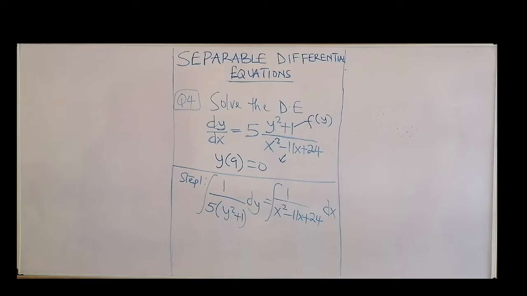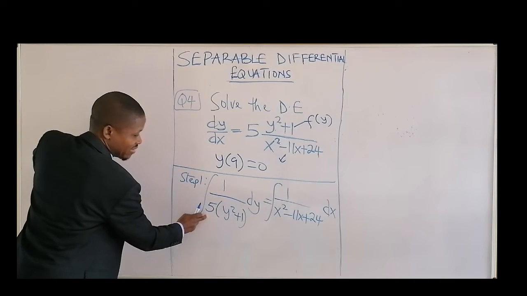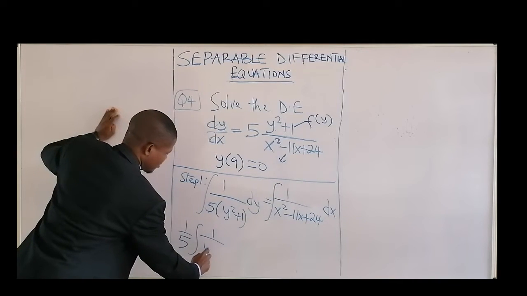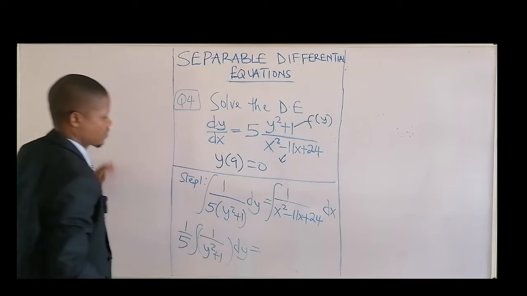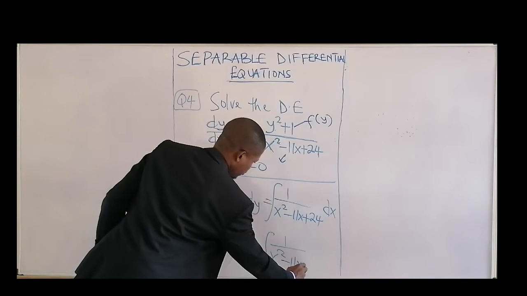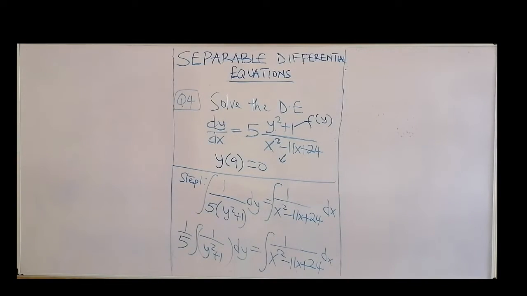Separate the variables and put the integral sign on both sides. Once you have separated the variables, then you introduce your integral sign to both sides. The next thing we do: we know the left-hand side is a direct table. You can take this 1 over 5 outside, then you have the integral of y² plus 1 equal to this. This one is not a direct table, so we will need to do some algebra on this.